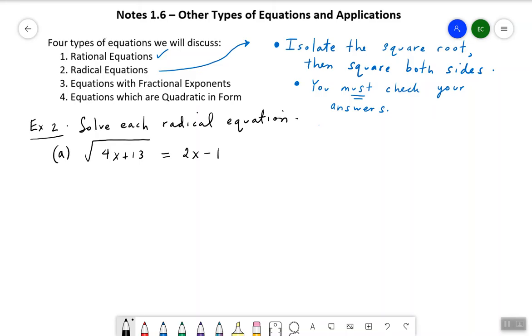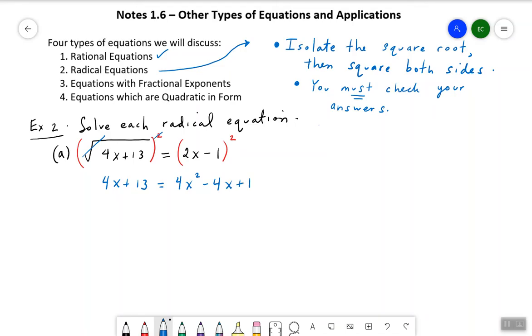Okay, so isolate the radical. There it is, that's already done. And so then we can just go ahead and square both sides. And the squaring is essentially the opposite of the square root. And so the square root and the square cancel, and we're left with 4x plus 13 on the left. And on the right, we have 4x squared minus 4x plus 1.